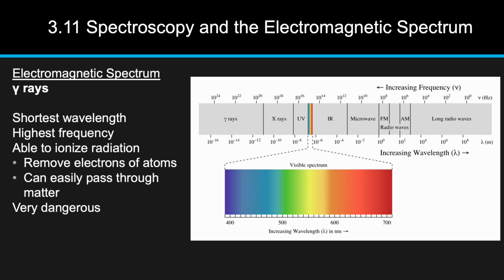At one end of the electromagnetic spectrum, we find gamma rays. These have the shortest wavelength and the highest frequency, which means they carry the most amount of energy. Because they are so energetic, gamma rays are classified as ionizing radiation. This means they can knock electrons out of atoms, changing their structure and sometimes damaging biological molecules like DNA. So gamma rays can pass through most matter very easily, which makes them both useful and dangerous.